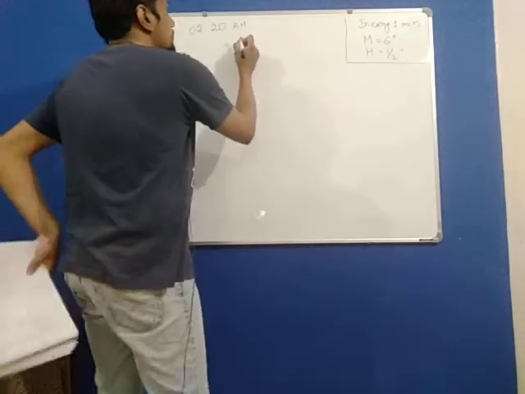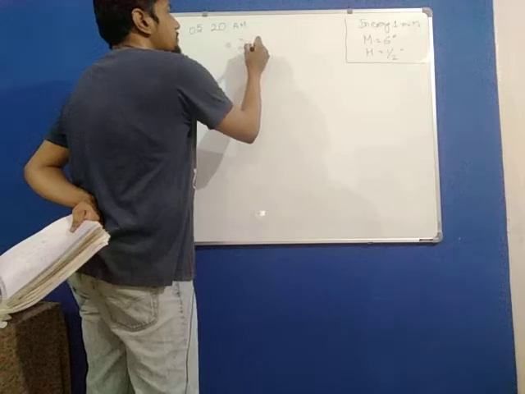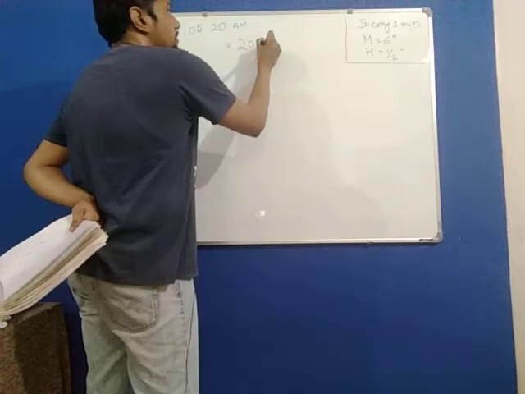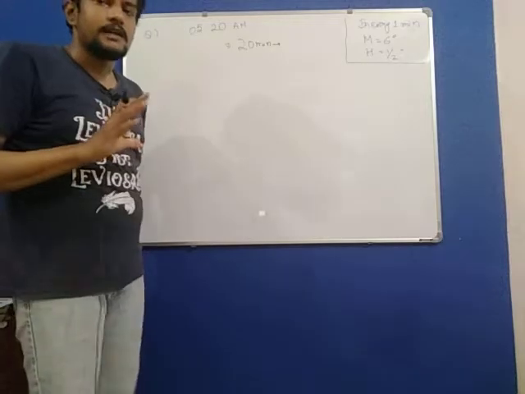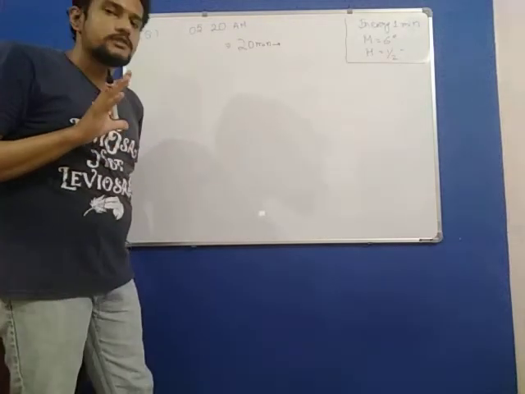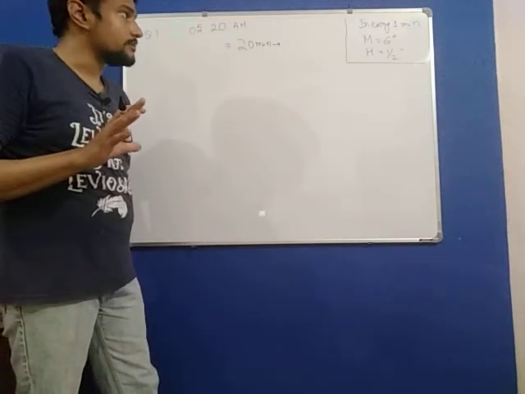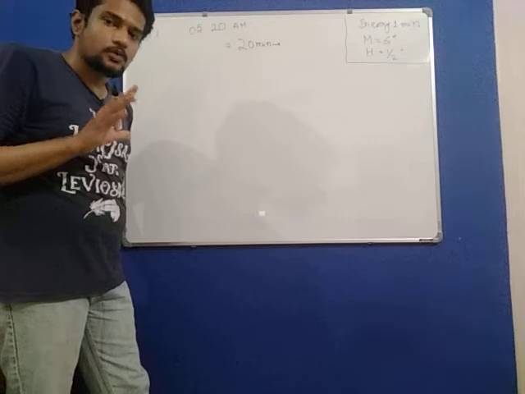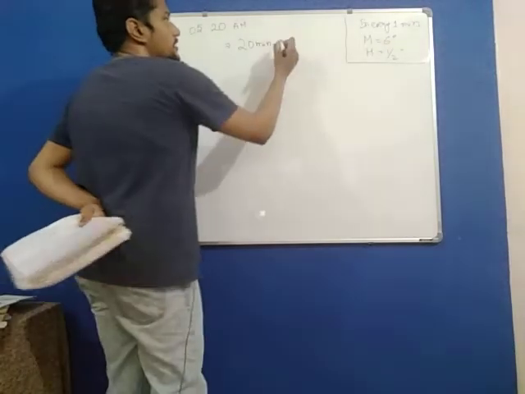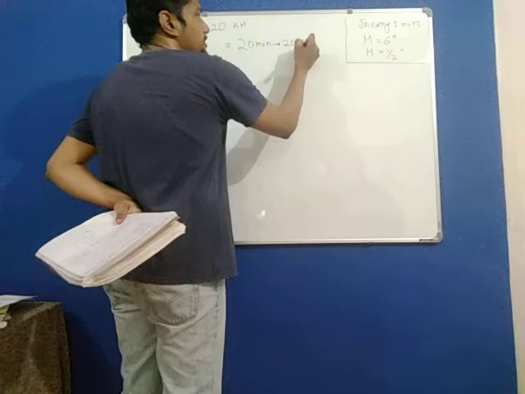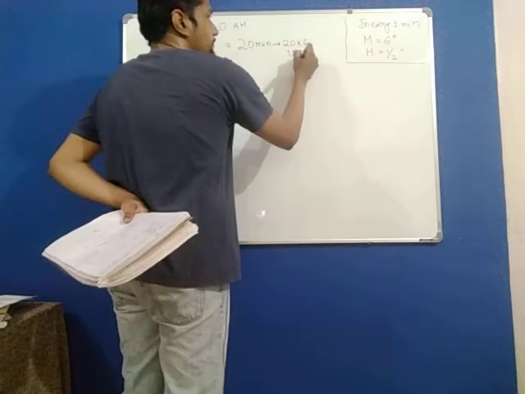First thing that we have to understand here is that the minute hand has moved 20 minutes. And we know that the minute hand moves through 6 degrees when it completes 1 minute. So when it moves for 20 minutes, how many degrees it would have moved is basically 20 into 6, that is 120 degrees.